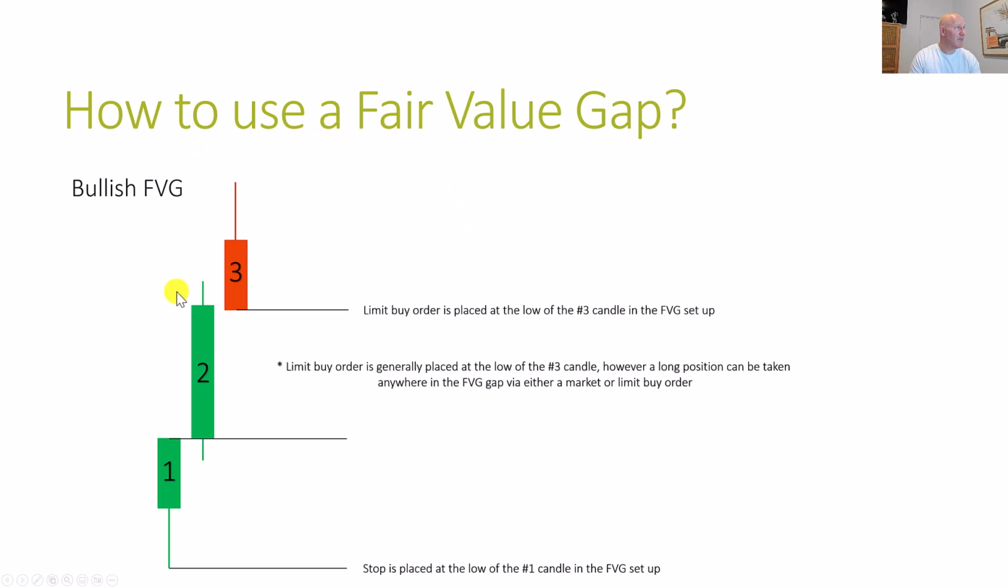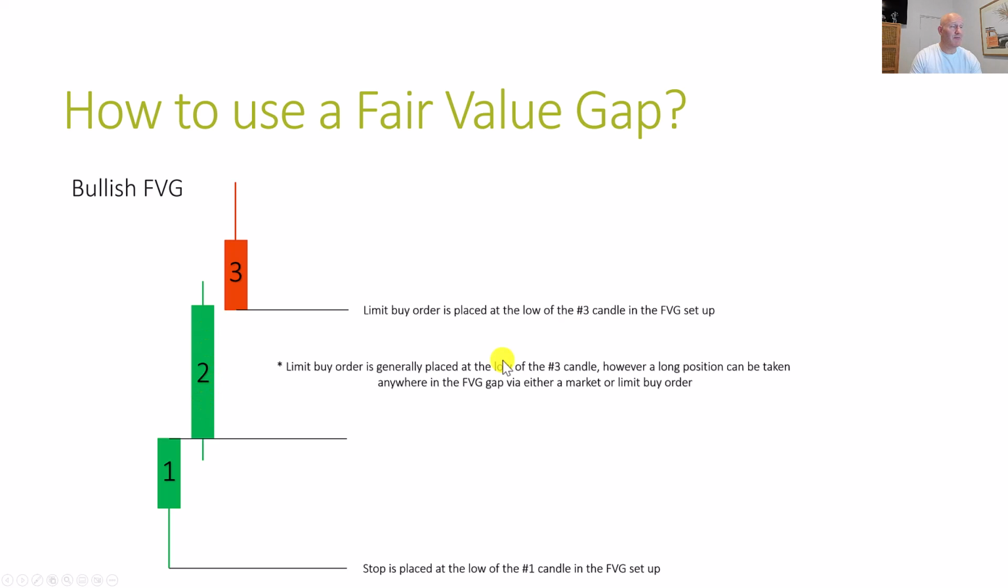So in this example, we have our bullish fair value gap again. That's our three candle formation, 1, 2, and 3. And we have our fair value gap running across the body of that second candle. So it's between the high of that first candle and the low of that third candle. Now where we would place our limit buy order is at the low of this third candle. So that would be at the top of our fair value gap. But there's nothing stopping you from using your limit buy order anywhere inside the fair value gap that's formed across the body of the second candle.